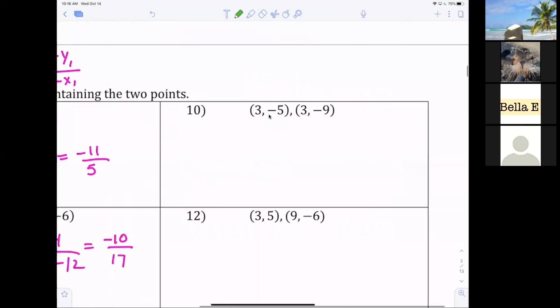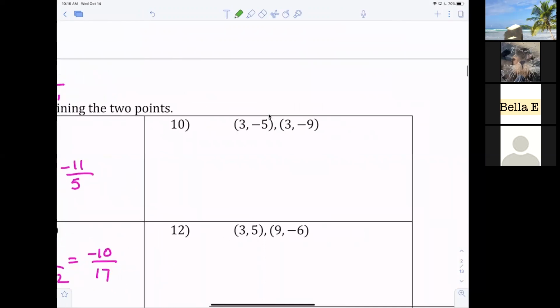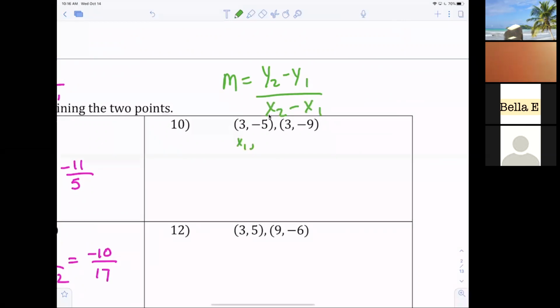Now, for those of you who forgot, there was a formula. We did a line, now we're going to use just a formula. Everybody has to write at the top, m equals y2 minus y1 over x2 minus x1. Then you should write this is x1 comma y1, and this second point is called x2 comma y2. You have to know that formula.